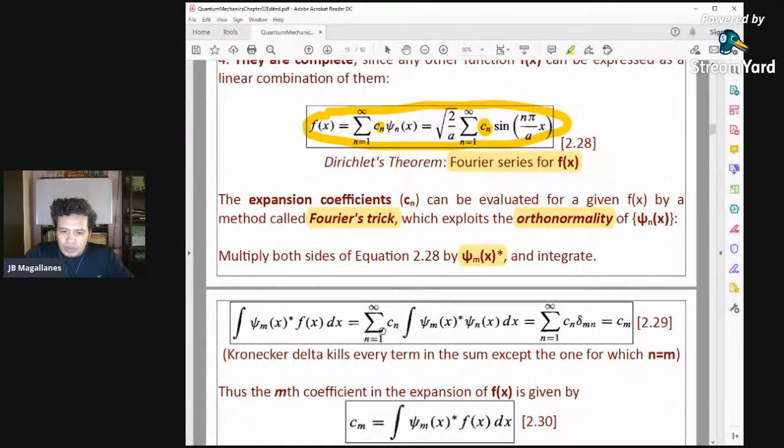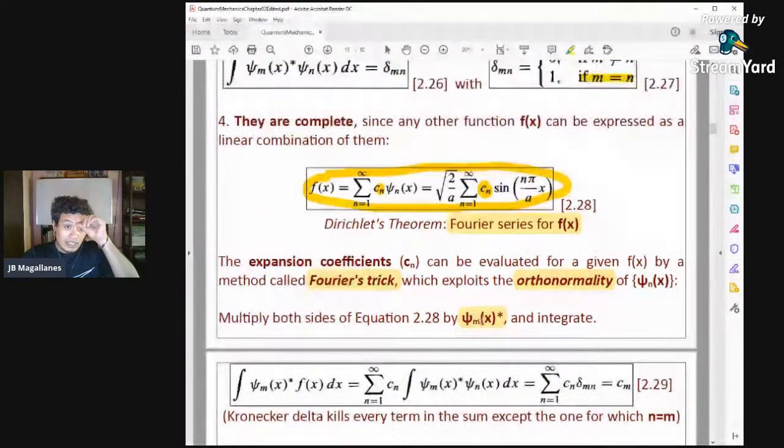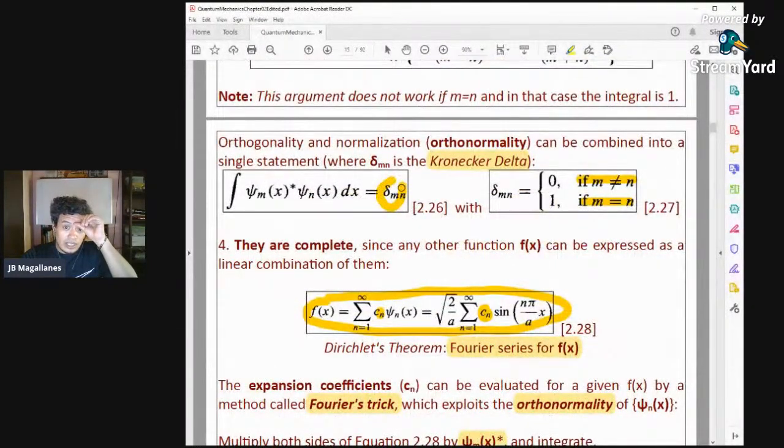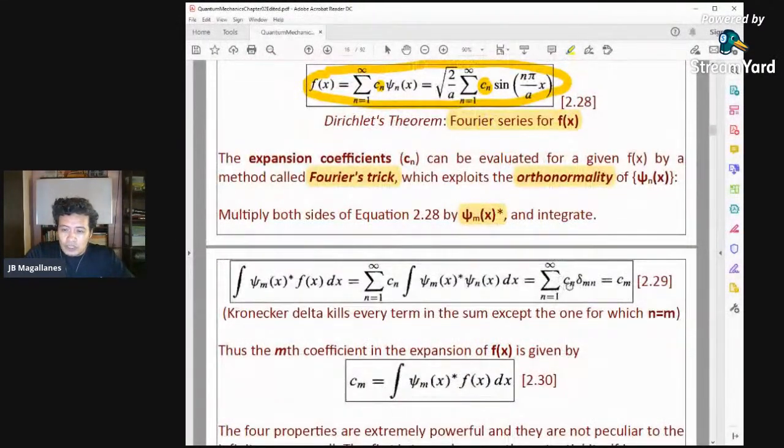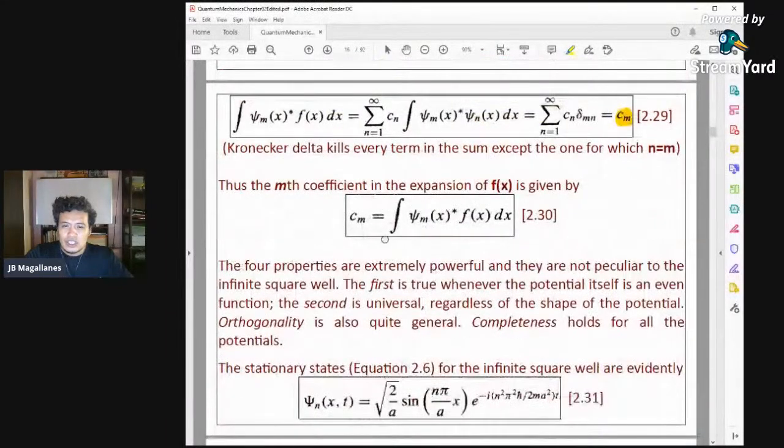Now in this case, you're getting the sum of Cn, and you're now integrating phi m and phi n, but this one is a Kronecker delta. So the summation of Cn times the Kronecker delta. What can you say about this? This is just 1 if m is equal to n, so this will become Cm, because it can only be 1 there, and the rest will be 0. So when m is equal to n, you will have Cm here.